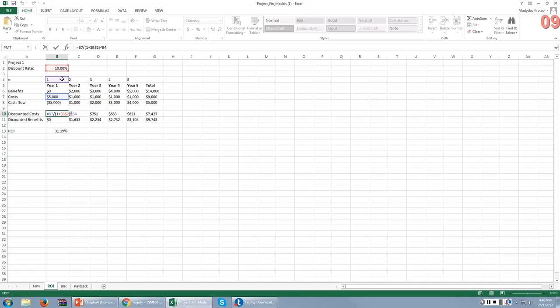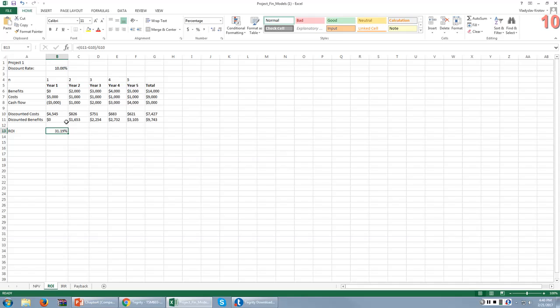Now, B4 is periods from now, so it's N basically, right? So I'm just using a more general formula here. So you're calculating all those discounted costs and discounted benefits. Here you have totals. So ROI is calculated as follows: total discounted benefits, which is this value, minus total discounted cost, which is this value, 7,000, divided by G10, which is the total discounted cost. And the return is 31.19%.